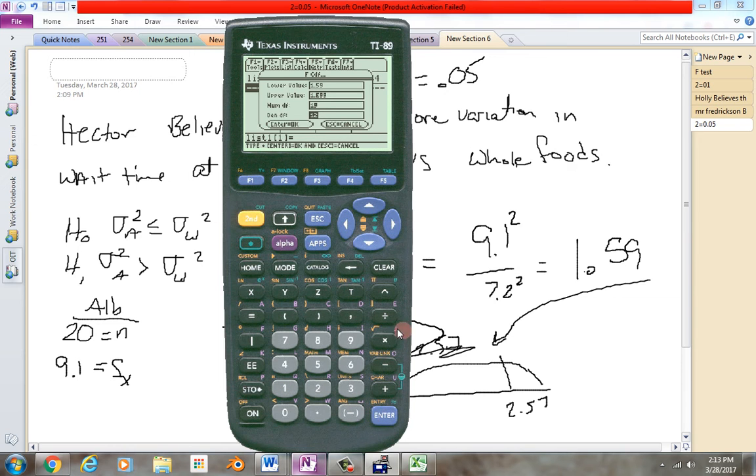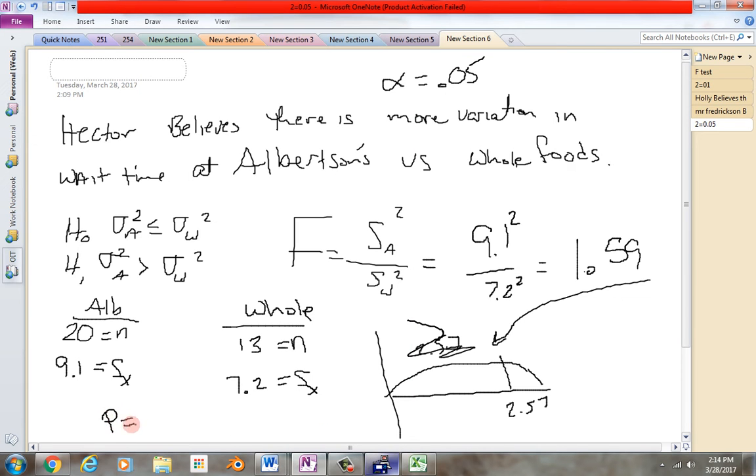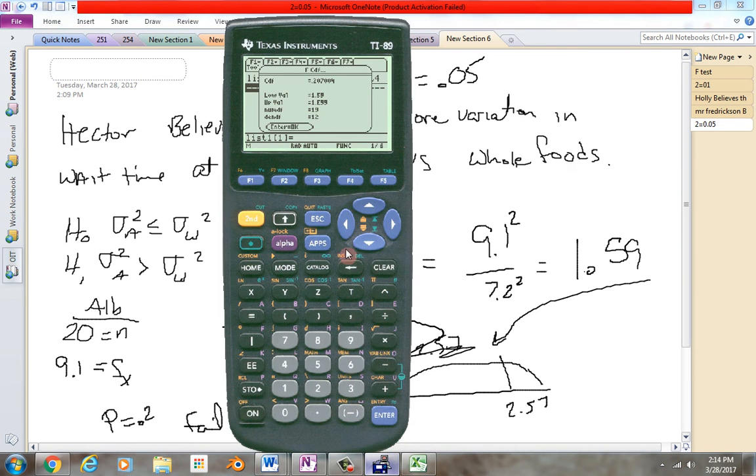And this is a one-tailed test only, so whatever this comes out to be is what it is. It comes out to be 0.2. And so because our p-value is bigger than alpha, we fail to reject. And of course, that means Albertsons is not significantly worse in wait time variation as opposed to Whole Foods.